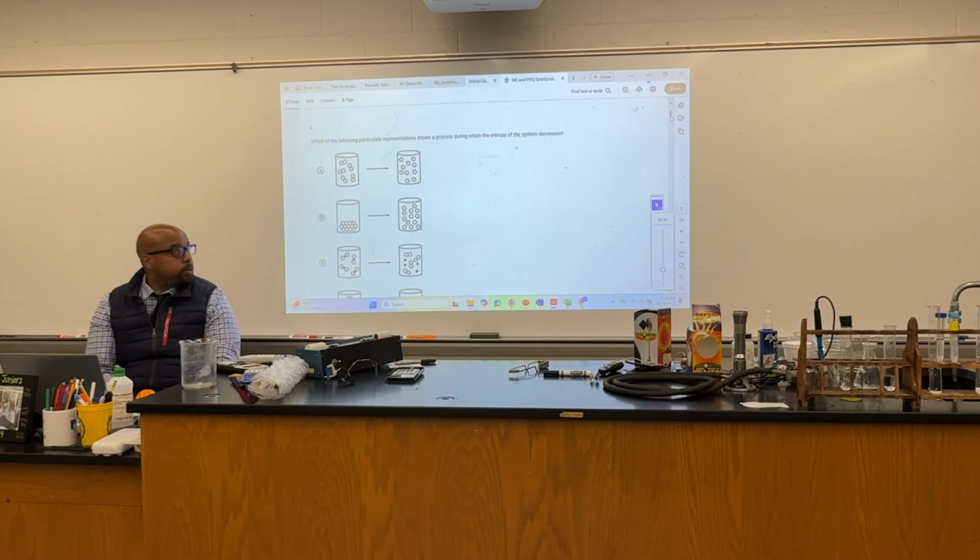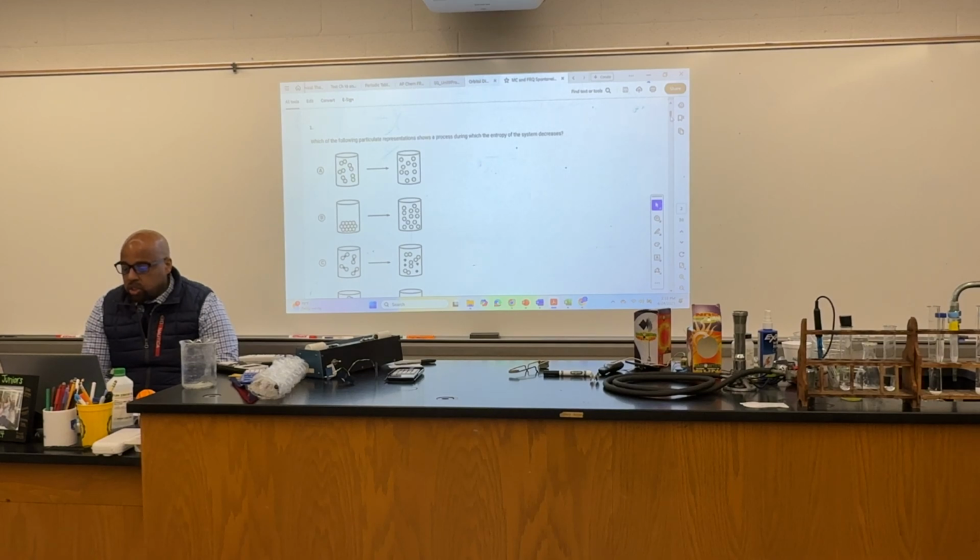But we're going to do some of the problems together just to show you that even though you have, I think maybe 35 of these multiple choice, you're going to zoom through some of these really quickly. So for instance, number one says, which of the following representations shows a process in which the entropy of the system is decreasing?